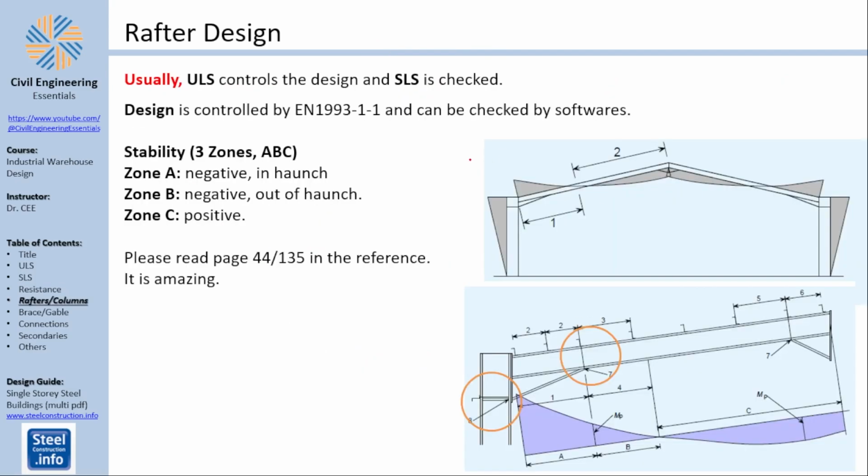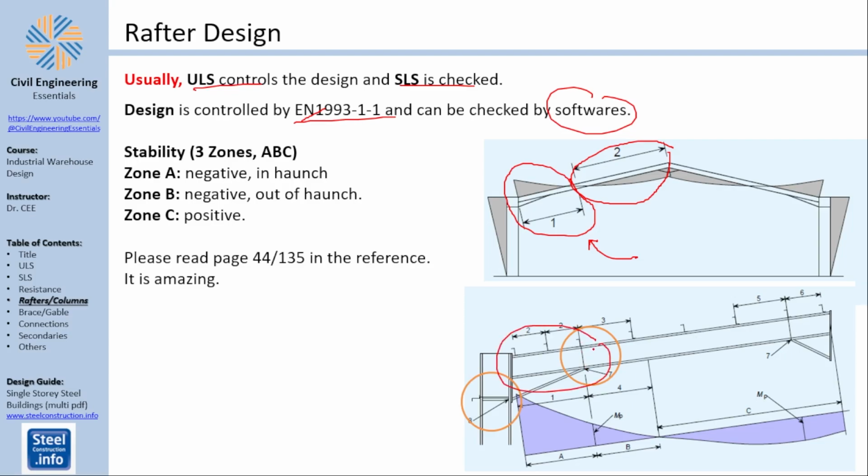Okay, for the rafter design, there is of course usually the ULS controls and the SLS is checked. The design is according to the Eurocode, needs to be checked, and the software does check this for you. You have two places: you have hogging moment here, or negative moment, and you have sagging moment here, or positive moment. Of course, in the hogging moment, in the negative moment, you have to stabilize, and that's what we talked about regarding stability here. You have to stabilize your rafter, especially in this domain where you have negative moments.